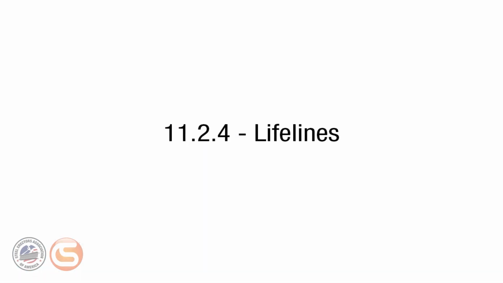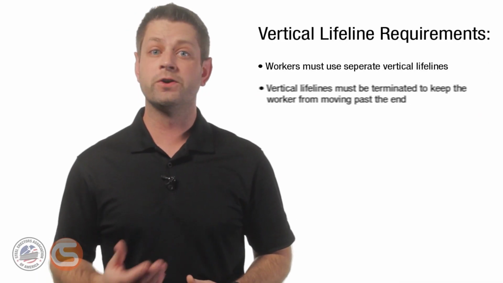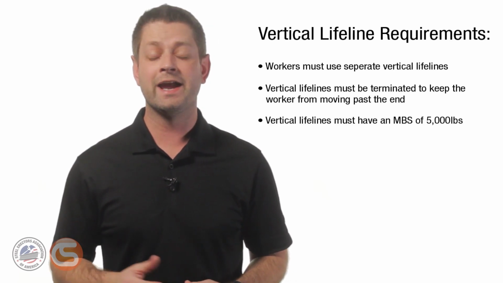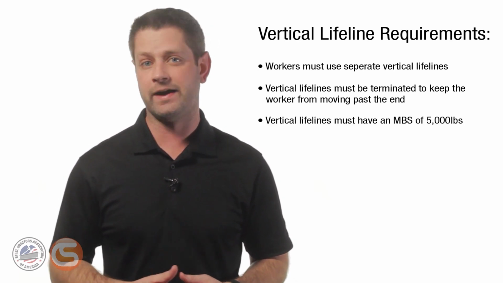11.2.4, Lifelines. Vertical lifelines are usually flexible wire or fiber ropes that are attached to a fixed anchorage point at the upper end. They provide a means for tying off of personal fall protection equipment via a fall arrest device. Workers must use separate vertical lifelines. A vertical lifeline must be terminated so that it will keep the worker from moving past the end and have a minimum braking strength of at least 5,000 pounds.